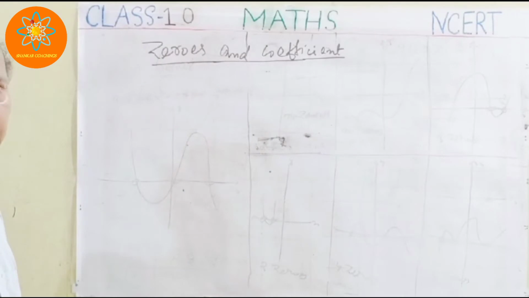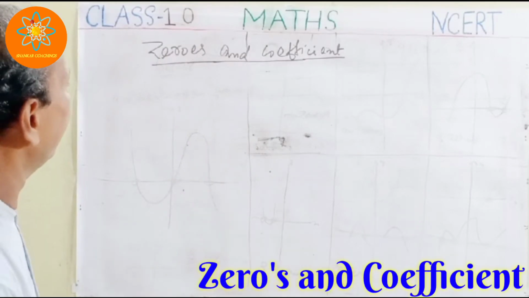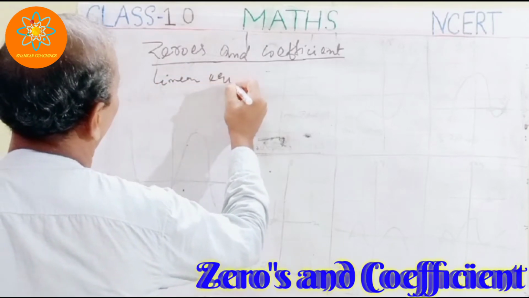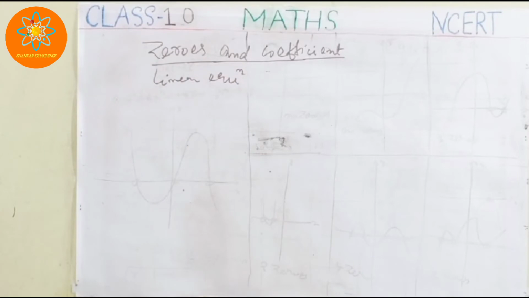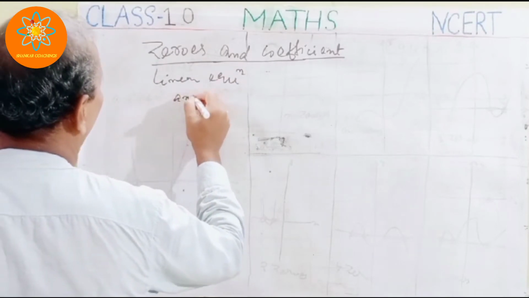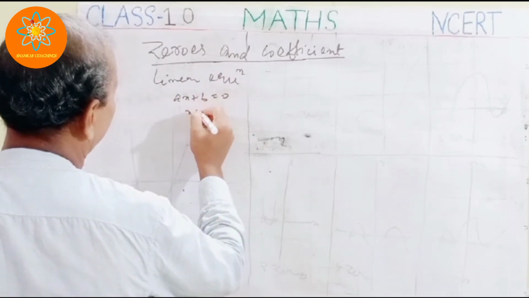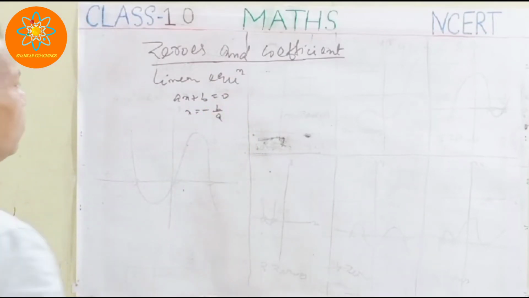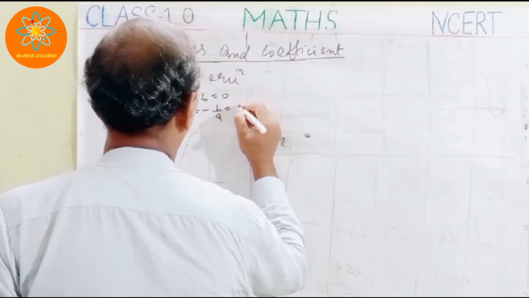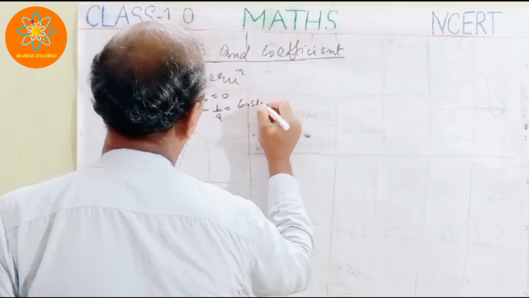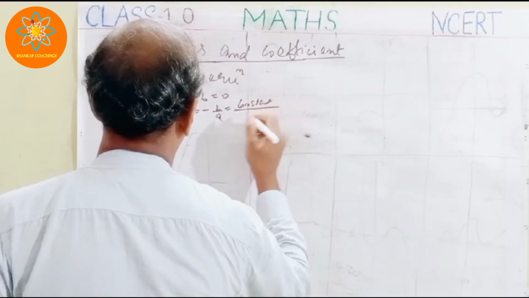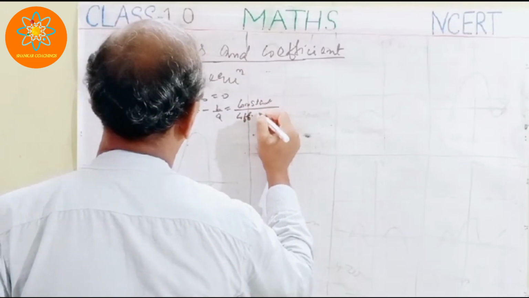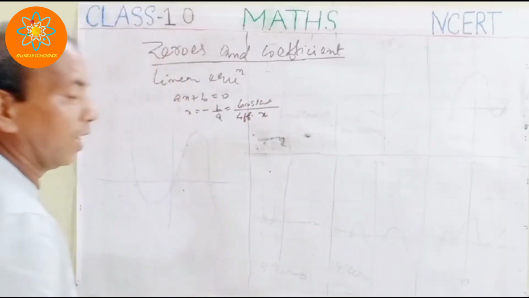So in this, I will start the problem one by one. First of all, I will take the linear equation. The linear equation is ax plus b is equal to 0. I can say that x is equal to minus b by a, which is equal to the constant divided by the coefficient of x. So that is for the linear equation.